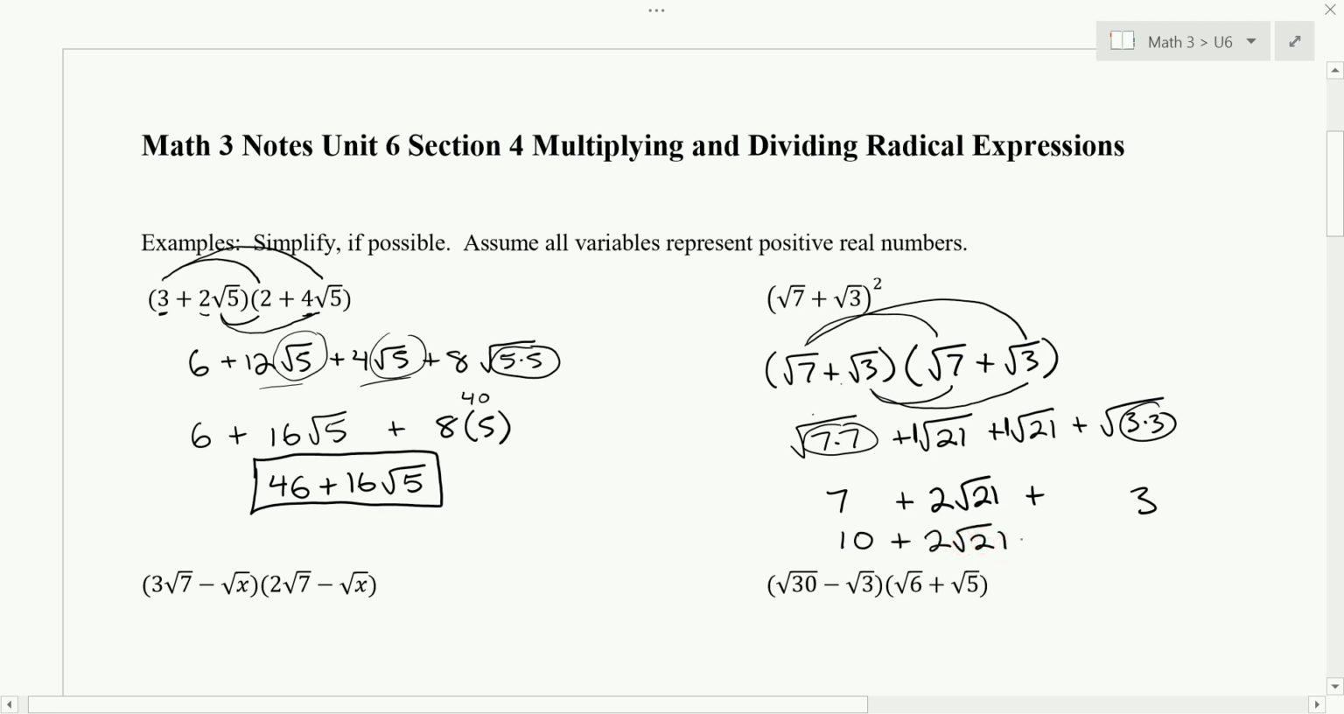And then one more step, or no? No. Stop there. Okay. Where'd the 3 go? 7 plus 3 is 10. Okay.